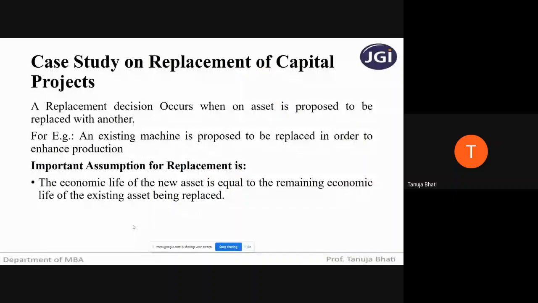In when you're going to make a replacement decision. So this is an important assumption. What is the important assumption? The economic life of the new asset is equal to the remaining economic life of the existing asset being replaced.